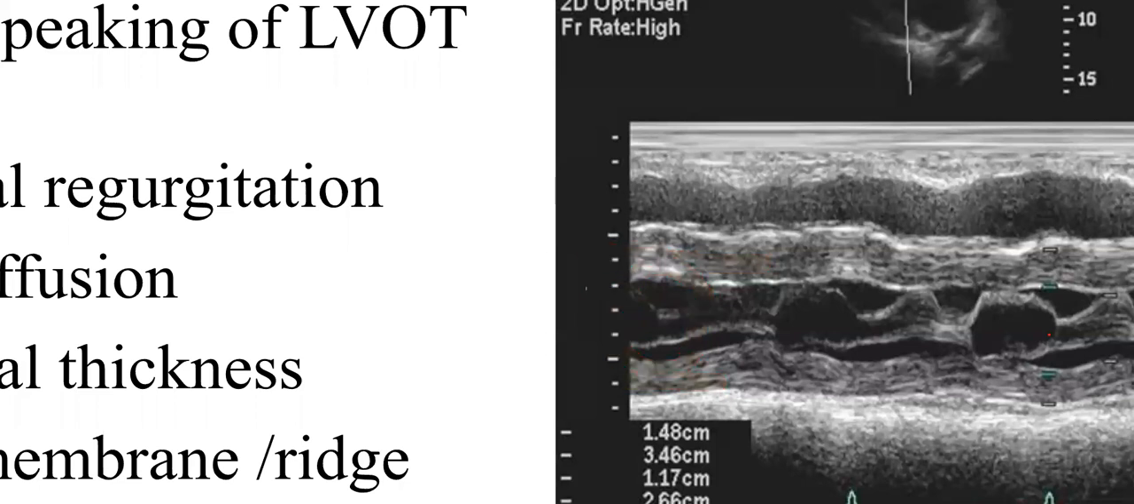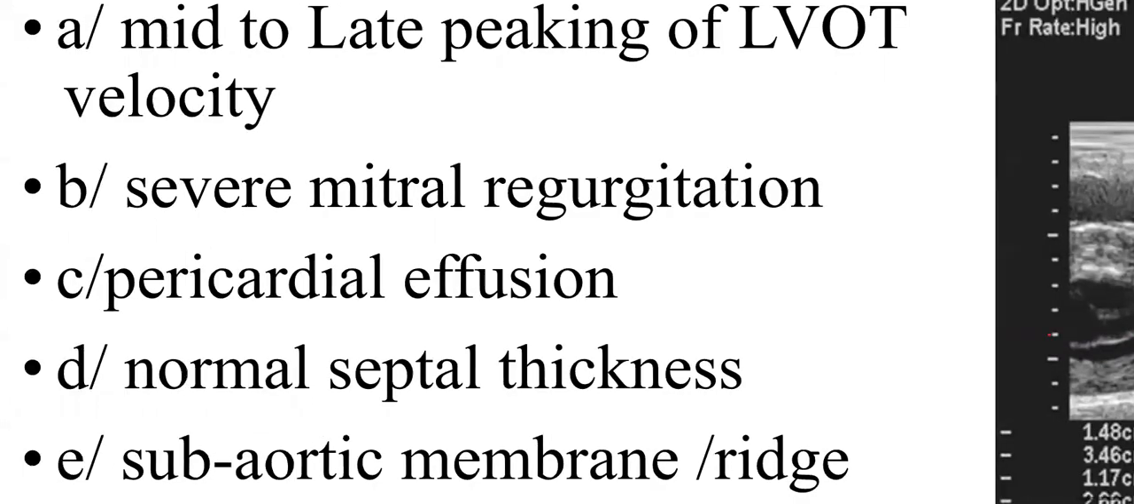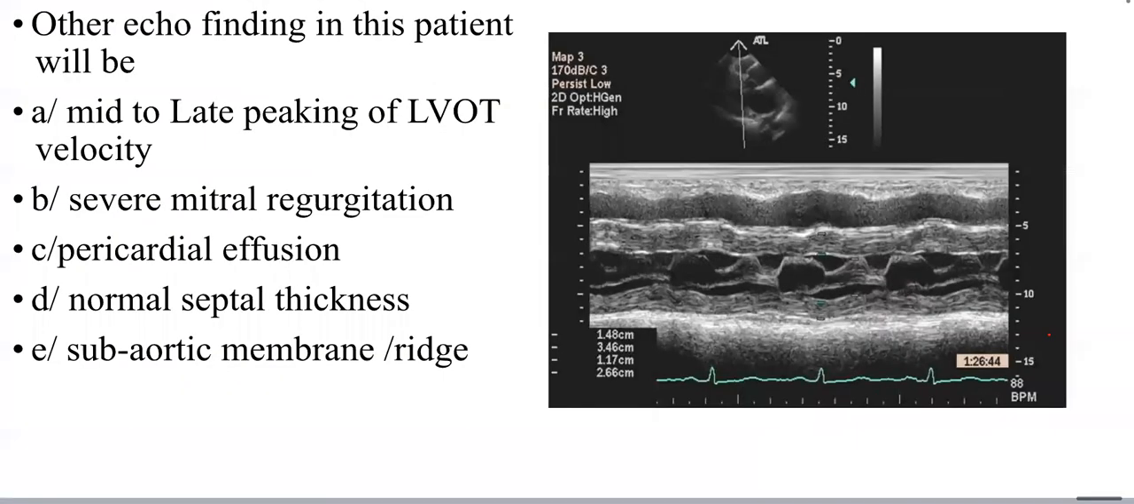So what do you see here in other echo findings? Mid to late systolic peaking of the LVOT velocity. And this mid to late systolic peaking of LVOT velocity is more known by which name? Dagger shape signal. This dagger shape signal, if I draw it to you, it's like this. You go like this and then you go like this, right?